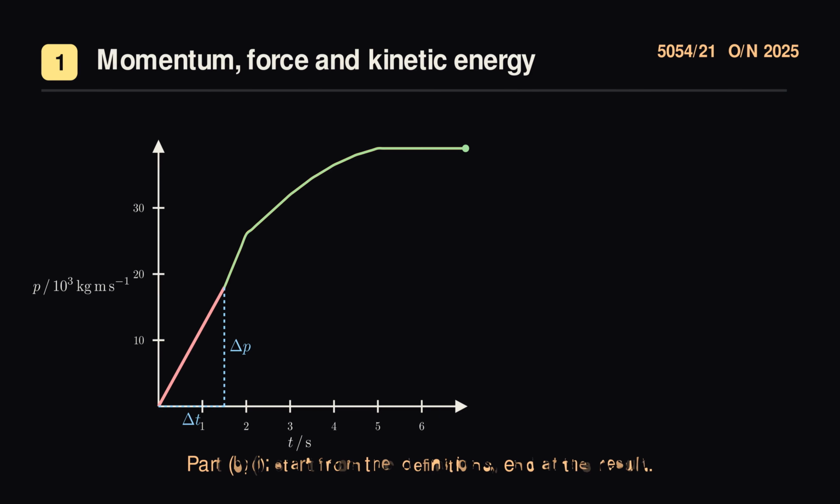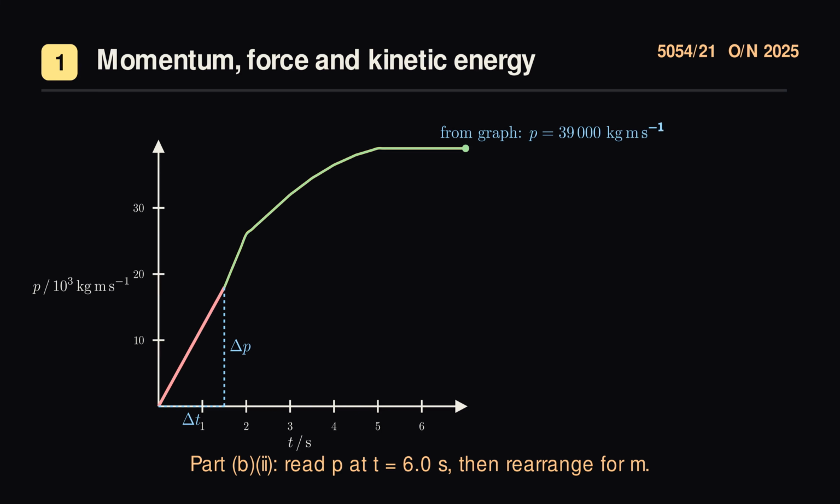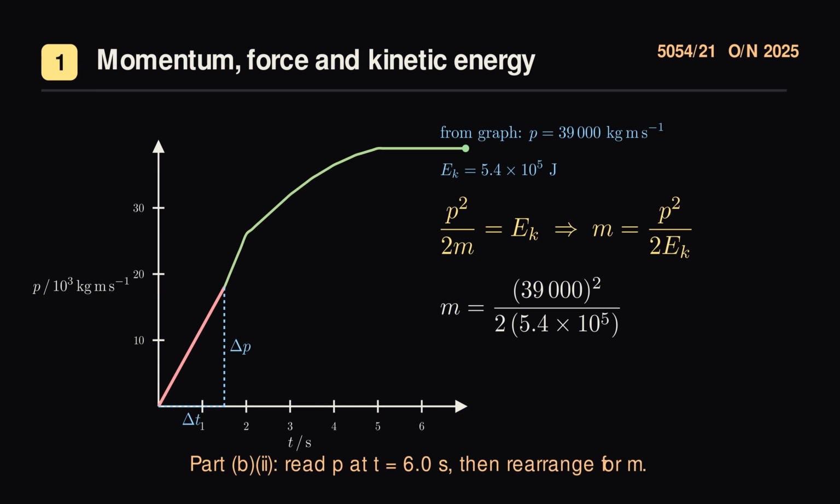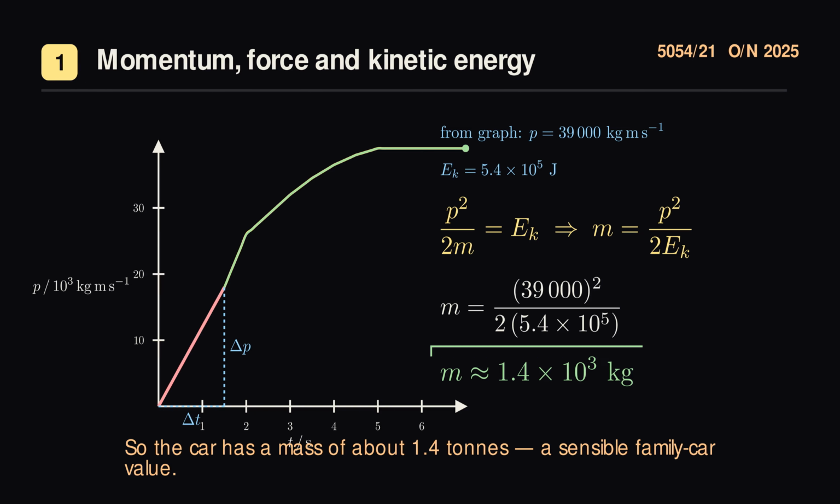Part B, Part 2. At 6 seconds, read momentum 39,000 from the graph. Use Ek equals 5.4 times 10 to the 5 joules. Rearrange to find mass about 1.4 tons, or 1400 kilograms.